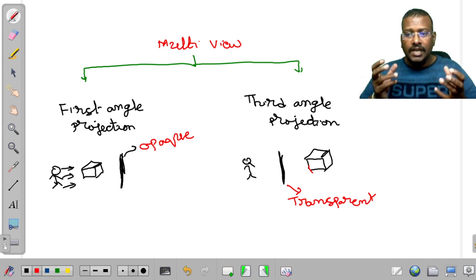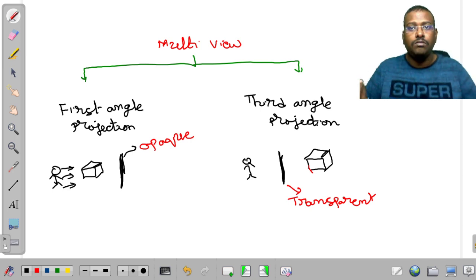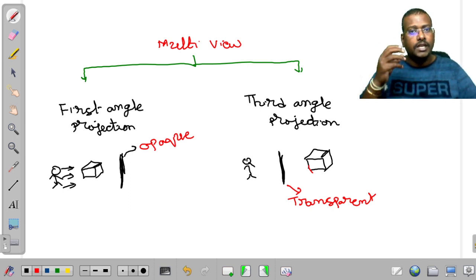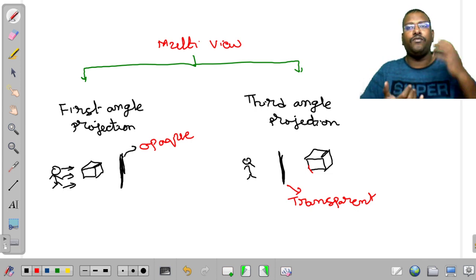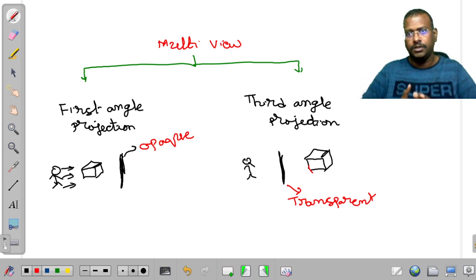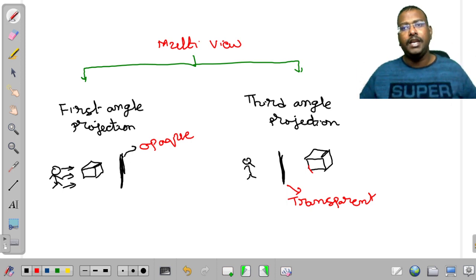But what are the relative positions of them? I don't know. For that, in the next video, I will explain. In order to get the six views in a first angle projection, what is the nature and what are the relative positions of front view, top view, side view? Similarly, for third angle also, I will explain to you in my next video.